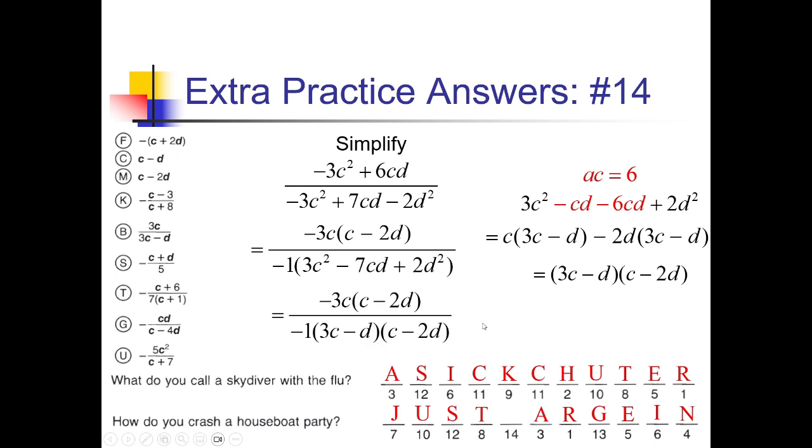And now looking for common factors, I can definitely cancel these c minus 2d's along with these negatives out here, those negative ones. And then I've got a c and a 3 left in the numerator, so 3c. Denominator, all that's left is a 3c minus d. 3c's can't cancel because we don't have multiplication with this 3c going on. So that's as good as it gets. And that is choice B, so number 14 is a B.